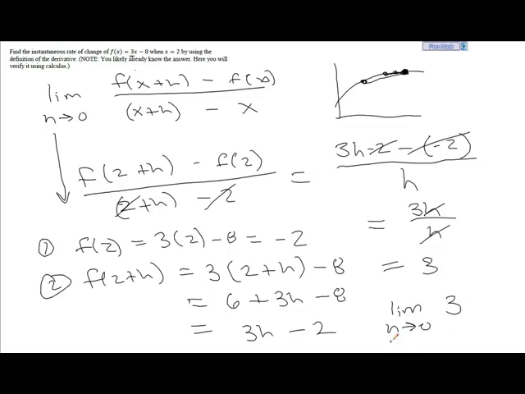Why is that? Because if you think about 3 as being 3 plus 0h, well, if I plug in 0 for h, it's not really going to change the fact that this is a 3. But that makes sense because we expect the rate of change to always be 3 no matter where we're looking. So we have just confirmed that we do in fact get 3, which comes out of this limit function.